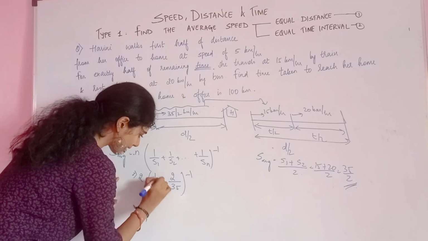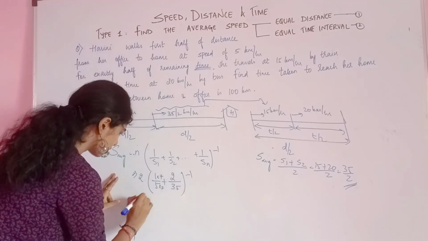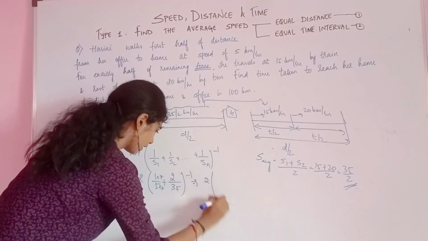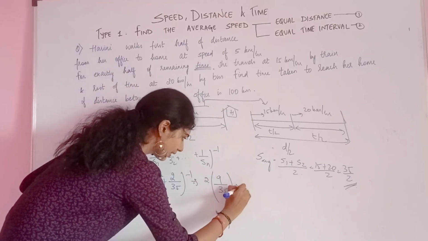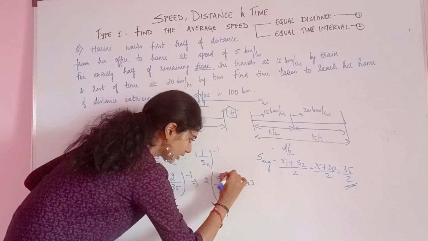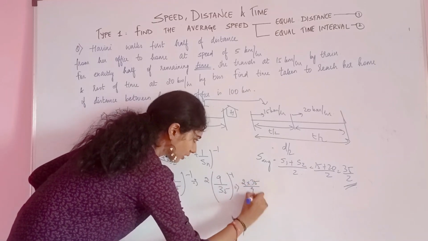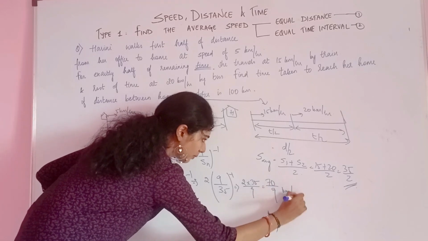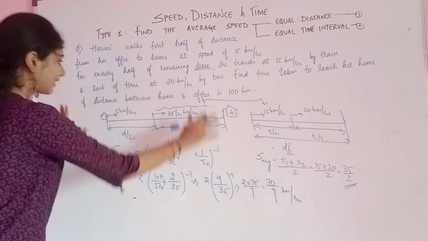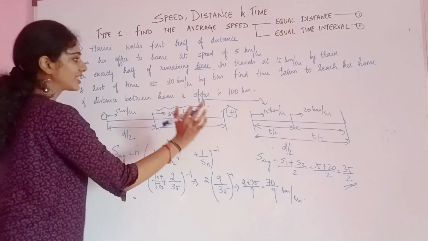So I can multiply by 7. So what do you get? 2 into 9 by 35. So I can rewrite it as 2 into 35 by 9, which is 70 by 9 km per hour. This is what? The entire speed average for the given scenario.